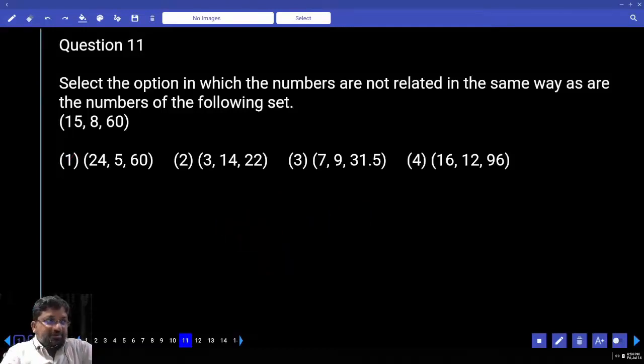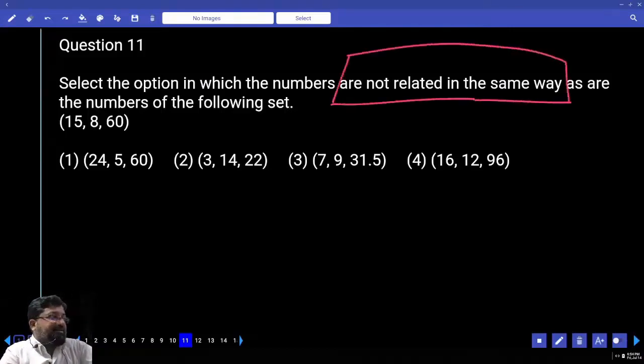Very good. Whenever you solve these questions, 100% guarantee, analogies and odd man out: check whether you are talking about the same logic, the one which follows the same logic, or the one which is not related to the same logic. The question is: not related in the same way.